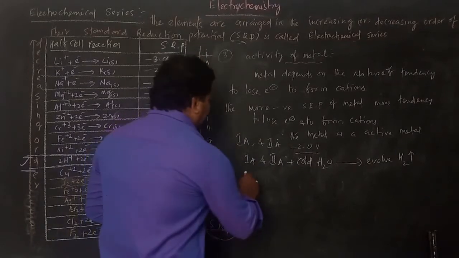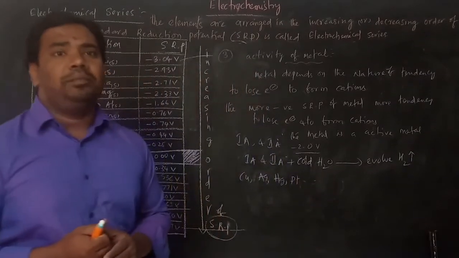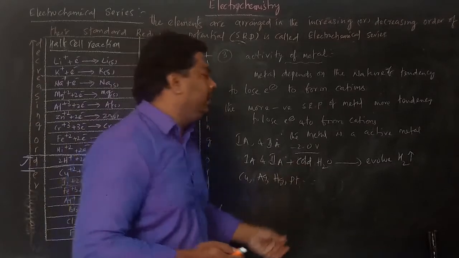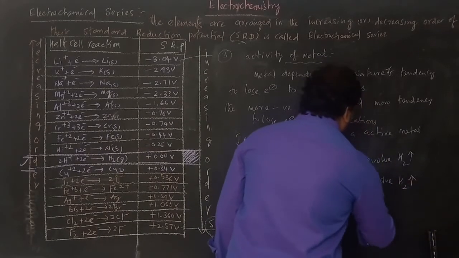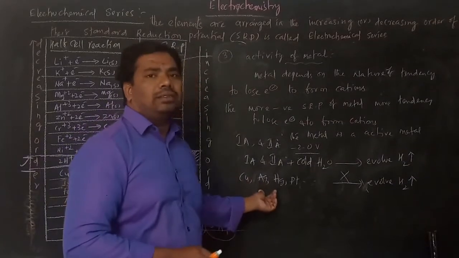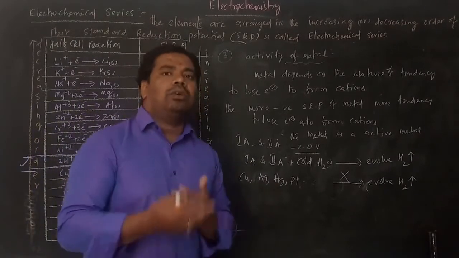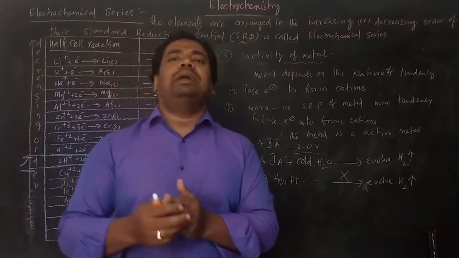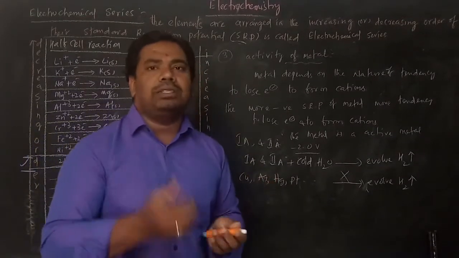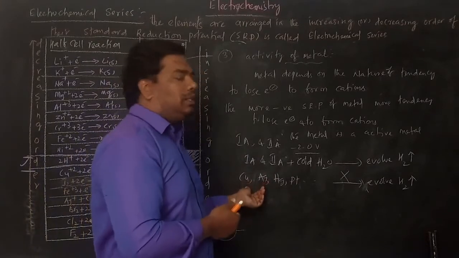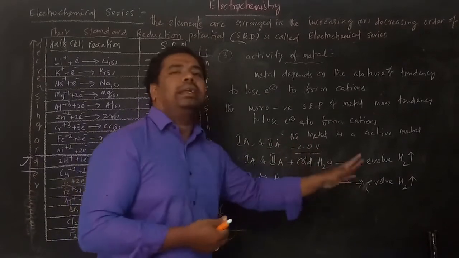Okay, the metals like copper, silver, mercury, platinum, etc. cannot react with cold water and cannot evolve hydrogen gas, because these metals have a more positive reduction potential. If metals have a more positive standard reduction potential, they have no tendency to lose electrons. A more positive reduction potential means accepting electrons. So these metals accept electrons and cannot lose electrons, so they cannot react with cold water to evolve hydrogen gas.